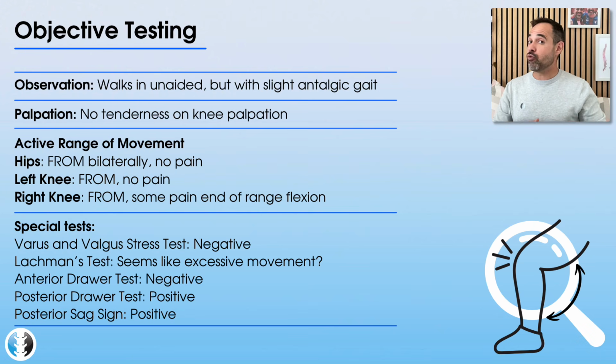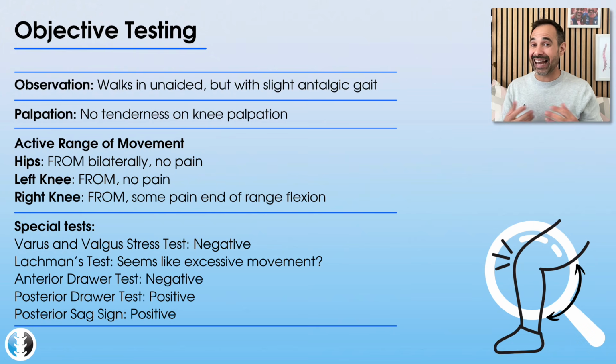We look at her range of movement, both at the hips and the knee, and largely her range of movement was pretty good. She has full range of movement of her right knee, and whilst there is an element of pain towards end range flexion, it is possible for her to achieve full range of movement. So as a result, you decide to do some special tests. We have varus and valgus stress tests. Both of these were negative.